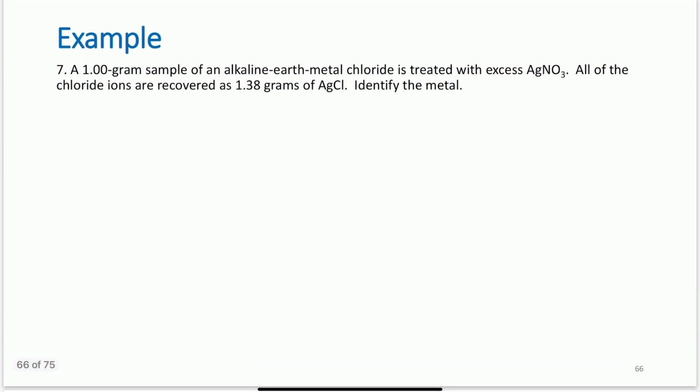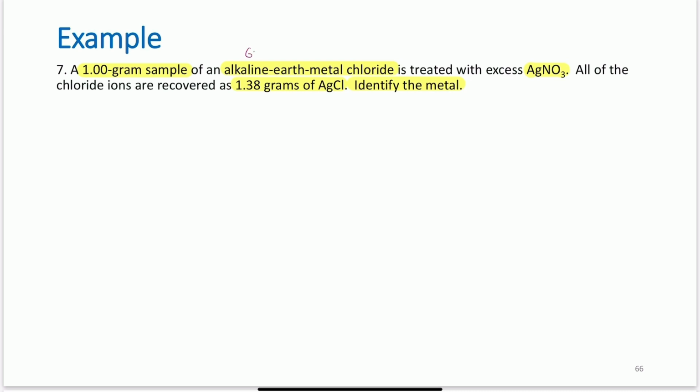A 1 gram sample of an alkaline earth metal chloride is treated with excess silver nitrate. All of the chlorides are recovered as 1.38 grams of silver chloride. Identify the metal. We know it's an alkaline earth metal chloride, and we're adding excess silver nitrate. The chloride ions are recovered as 1.38 grams of silver chloride, and I want to know the metal.